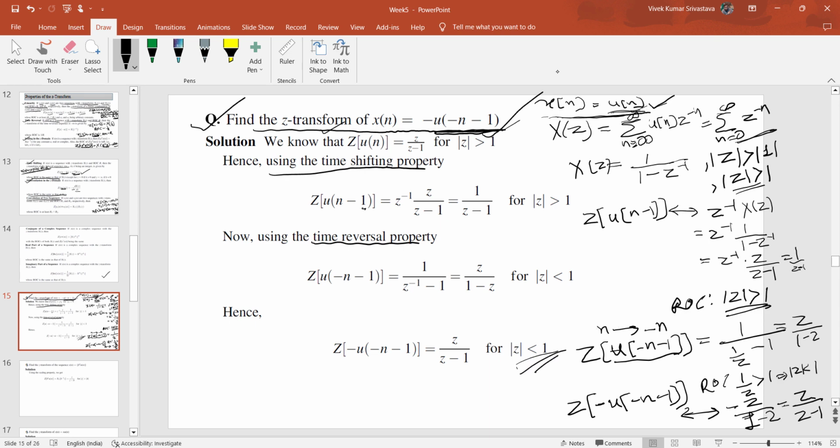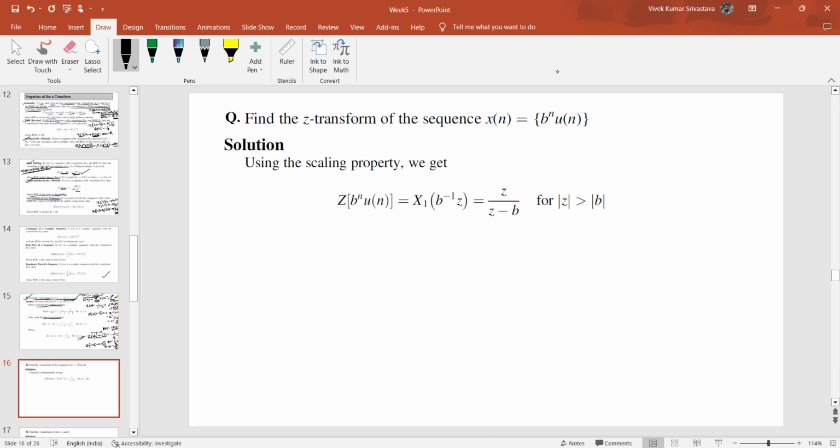So that's how you can apply all these properties that we have covered till now so as to evaluate the Z transform of any complex signal. By using these properties we can easily evaluate the Z transform of any complex signal if we know the Z transform of any simple function.